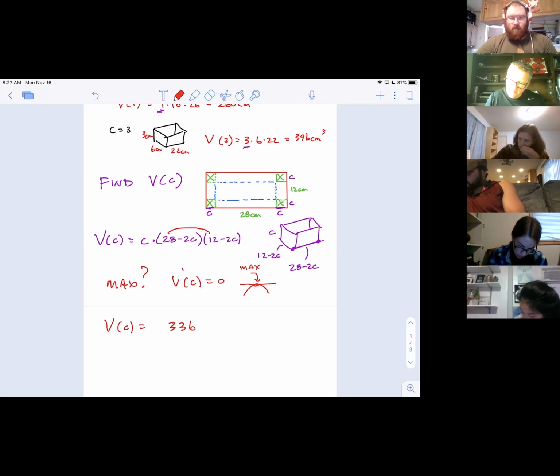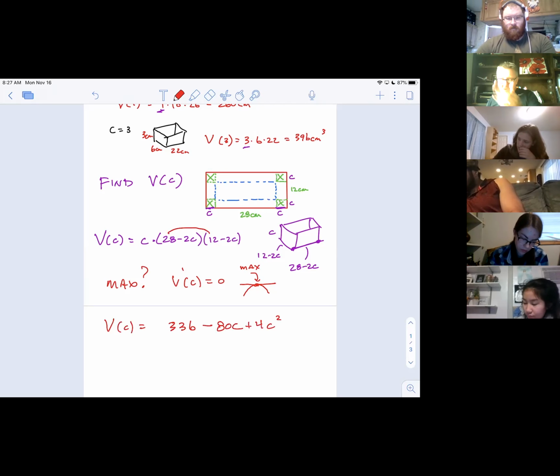And then I have minus 2 times 28, which is 56. And then minus 2 times 12, which is 24. So I got 56 and 24. Those are both negative, which is 80. So I get minus 80C. And then I have minus 2C times minus 2C, which is actually plus 4C squared. But then I'm going to multiply them all by C, right? So this is going to have a C, and that's going to have a C squared, and that's going to have a C cubed. And so there's my equation.